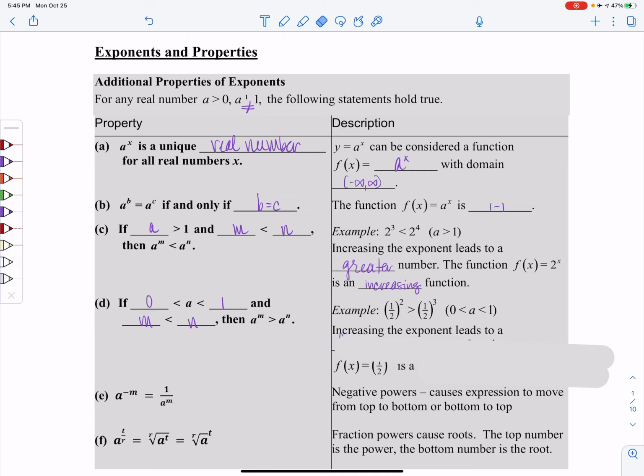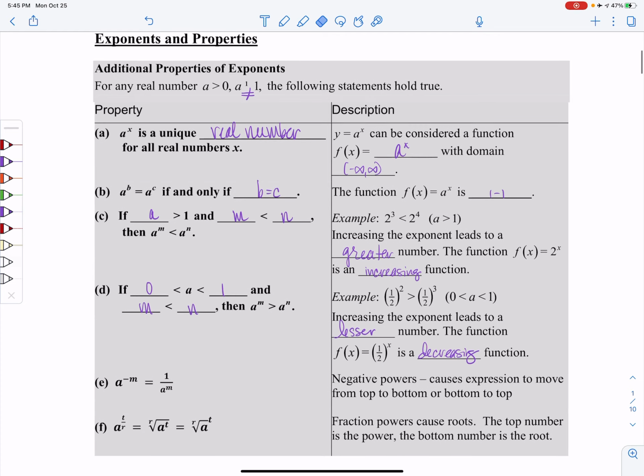Now, when you look at the example, we know that 1/2 squared is 1/4, and 1/2 cubed is 1/8. And I think we understand enough about fractions to know that a quarter, a 4th, is greater than 1/8. If you eat a quarter of a pizza, you have eaten a good bit more than if you just eat an 1/8 of a pizza. So we say that when I increase the exponent here, this is going to lead to a lesser number, and my function is going to be a decreasing function.